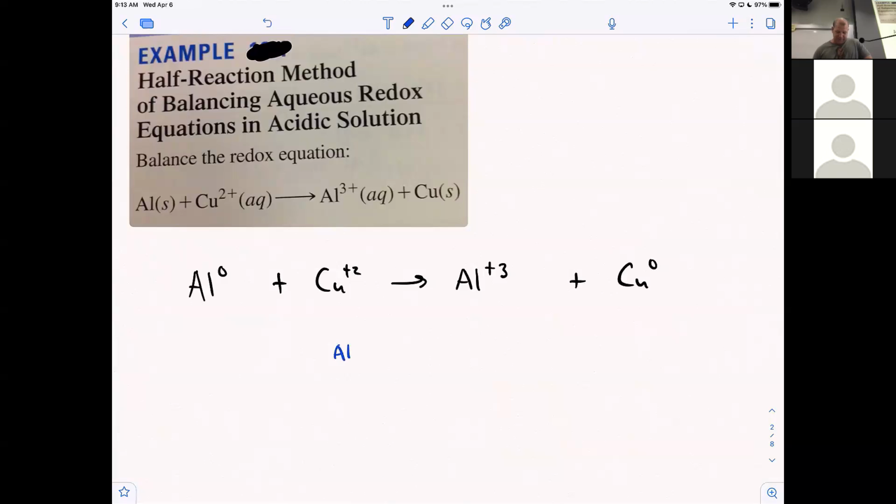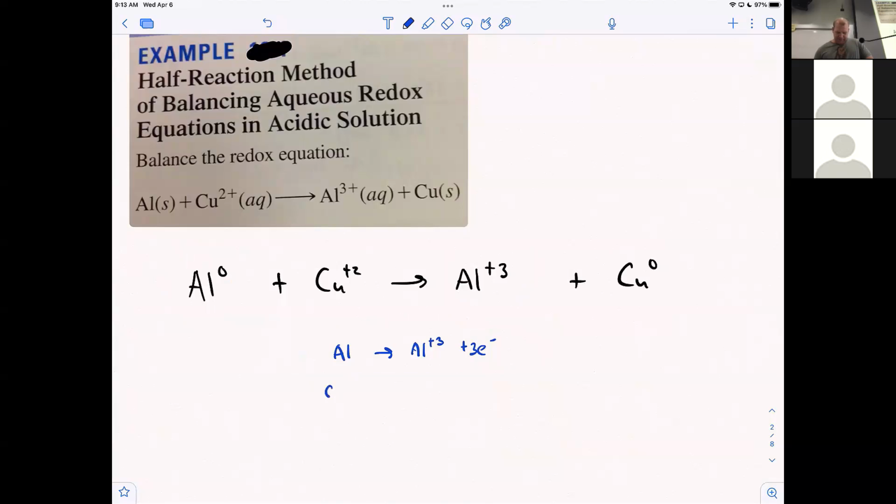So aluminum is going to aluminum plus 3, and in doing so, it generates 3 electrons.